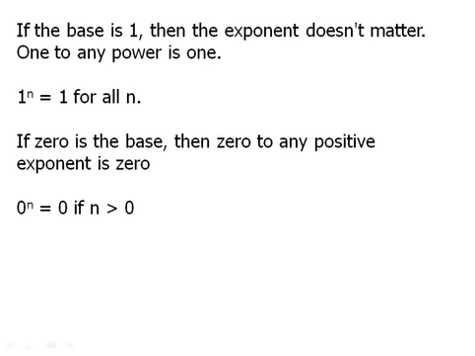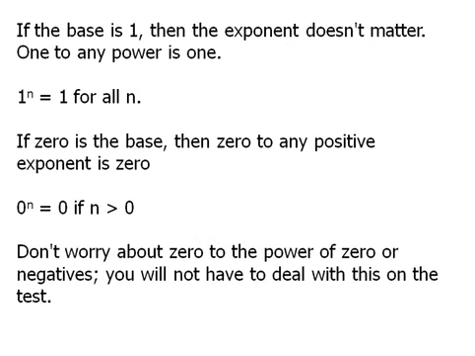If 0 is the base, then 0 to any positive exponent is 0. So 0 to the n equals 0 as long as n is positive. And in fact, this is true not only of positive integers, it's also true of positive fractions. It's true of everything to the right of 0 on the number line. So don't worry about 0 to the power of 0 or 0 to the power of negatives. You will not have to deal with this on the test. That gets into either illegal mathematics or other forms of mathematics that we don't need to worry about. So that's just going to be something we can ignore.